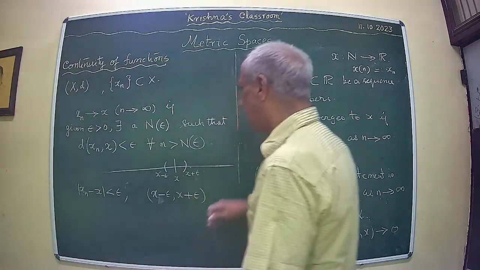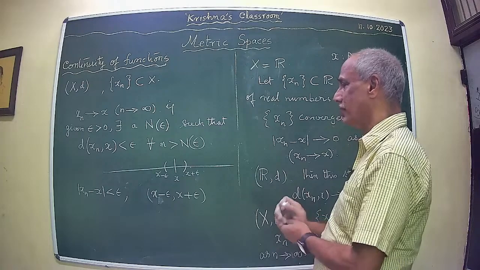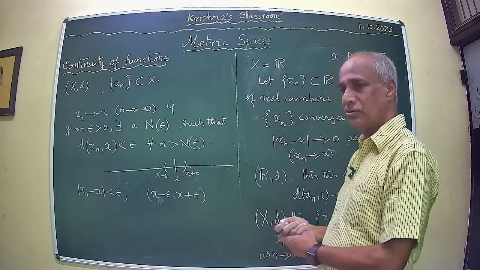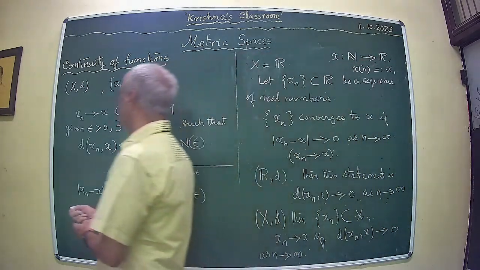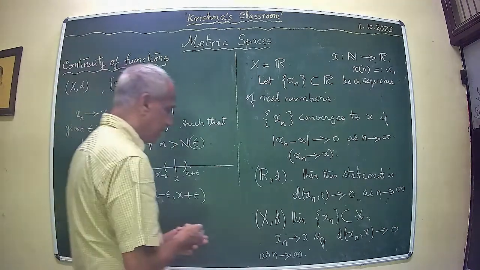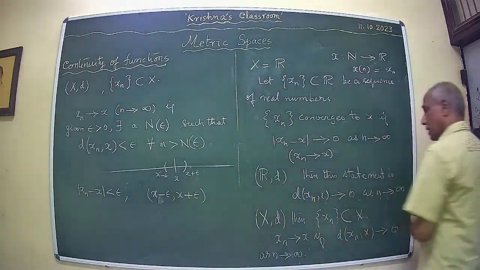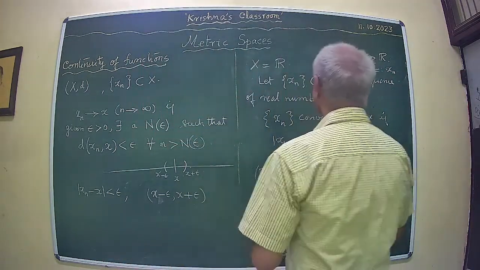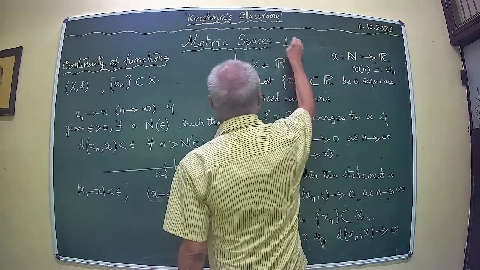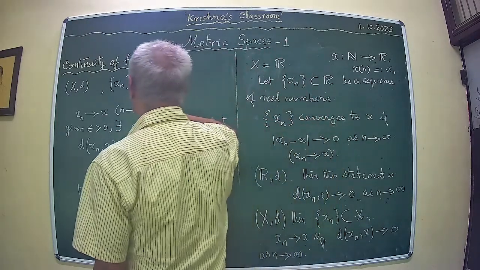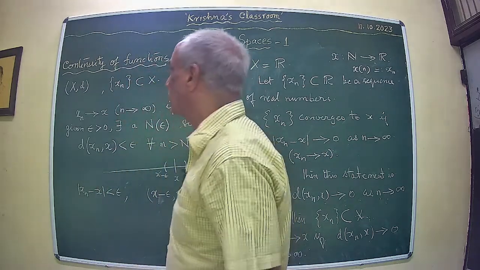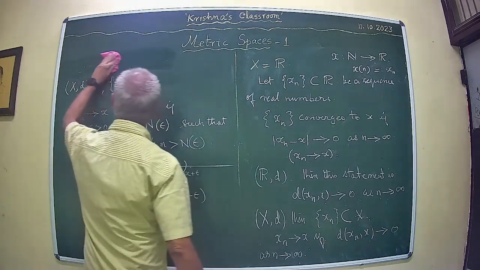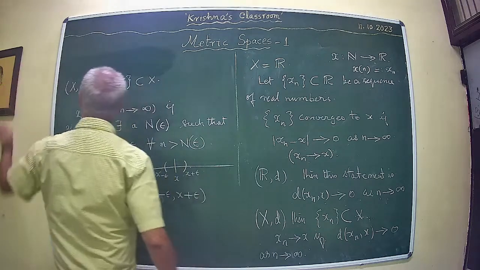So this will be the formulation of convergence in terms of neighborhoods. This is another way of stating it. And more generally, you can use this idea to introduce what is called continuity. So I think I'll stop here in this lecture. Maybe I'll take it up in my next lecture. This is of course preliminaries.